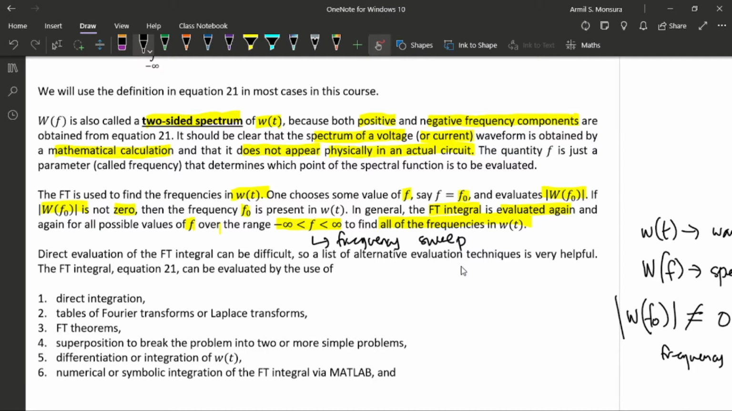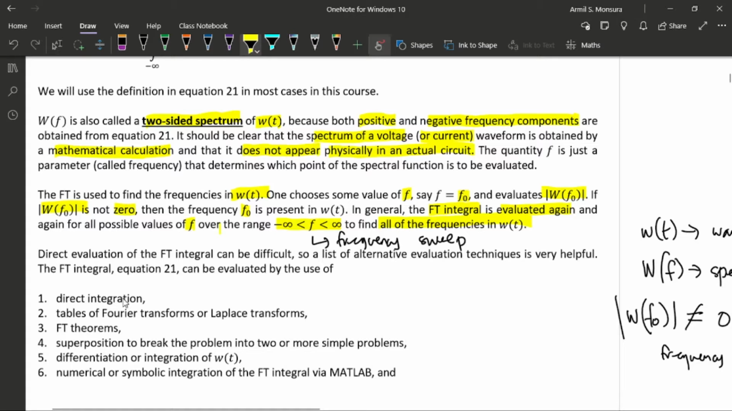Okay, magpe-perform tayo ng tawag ng frequency sweep. We will attempt to plug in, or we will attempt to see which frequencies are non-zero in our integral. Those non-zero frequencies would be present as frequency components of your waveform. And those frequencies that result in zero magnitude mean they are not present in the waveform.